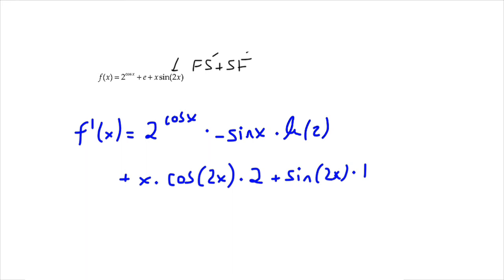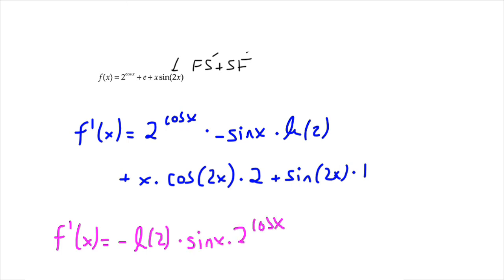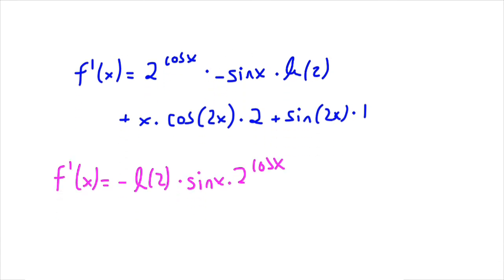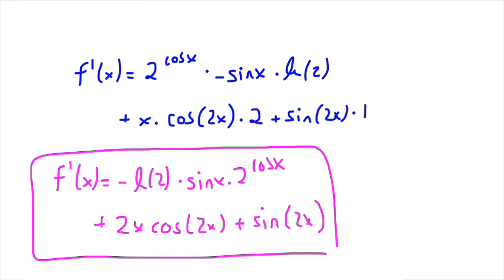And so if you want to give like a final presented answer, I guess I would say it's, for this first part, I'll put the ln of 2 up front, negative ln of 2 times sine of x times 2 to the cosine of x, right? I guess that first term can look a little bit nicer if you do that. But then realistically, the next term is just going to be plus, I'll put the 2 up front, I guess, 2x cosine of 2x plus sine of 2x. And to be honest, that's about as nice as that's going to look.